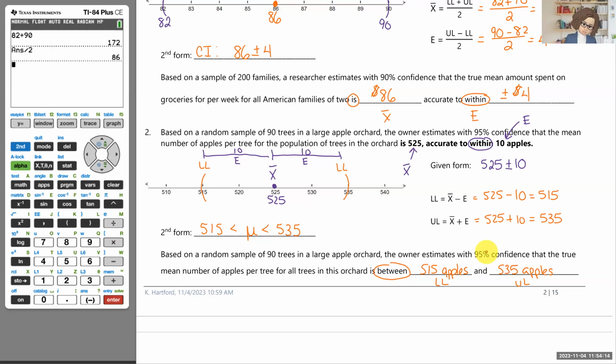And I'm just going to make one other comment here. When I say the true mean, true is just another way of saying for the entire population. So the idea as we go through chapter 7 is that we don't have access to the entire population. So the owner doesn't want to pick apples from every single tree in the orchard. That would seem kind of silly. There'd be no more apples on the trees. So instead, we're looking at a sample, trying to estimate what would be true for the entire orchard.